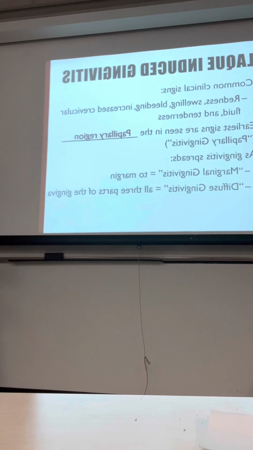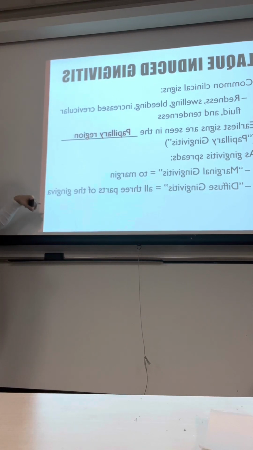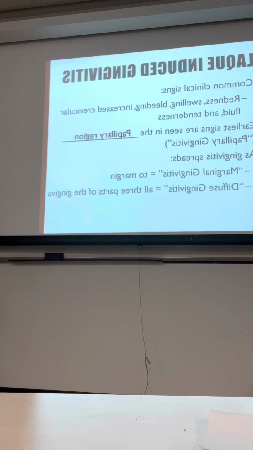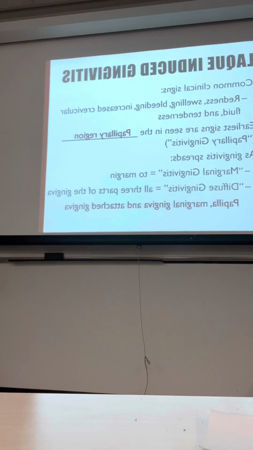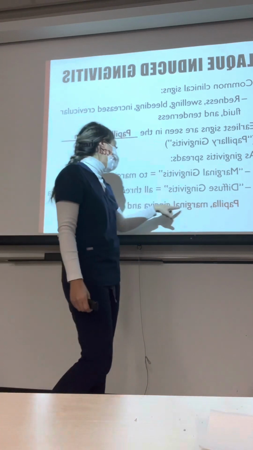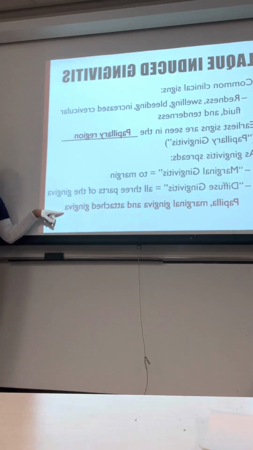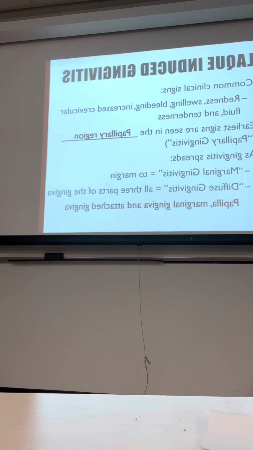If it's not taken care of, it then will move to marginal, so along the margin, and then it can become diffuse gingivitis, meaning all parts of the gingiva are affected. All parts of the gingiva would include the papilla, the margin, and then all the way up to the attached gingiva. So it's important to know what diffuse means.